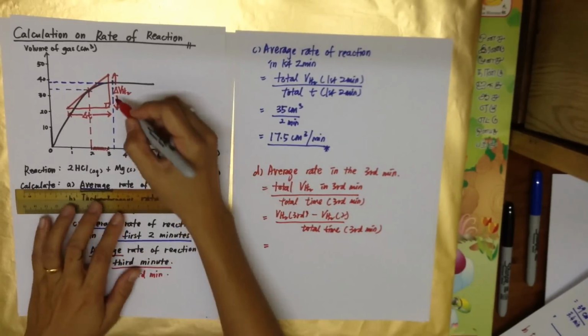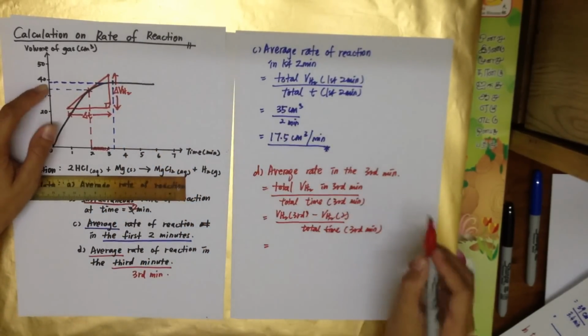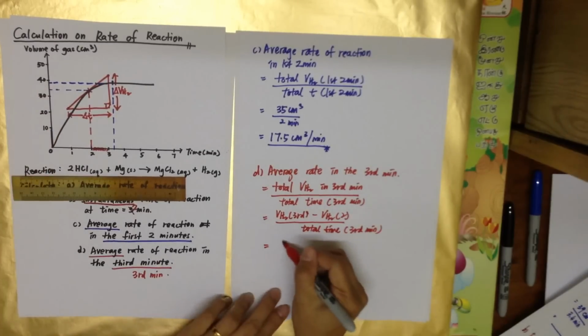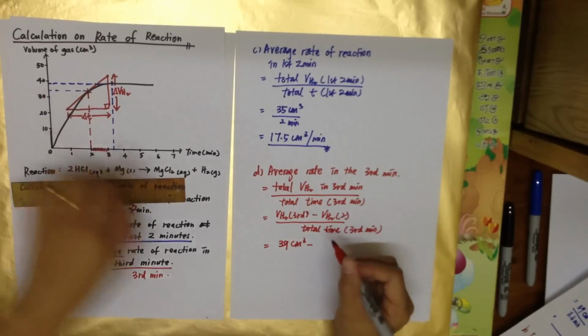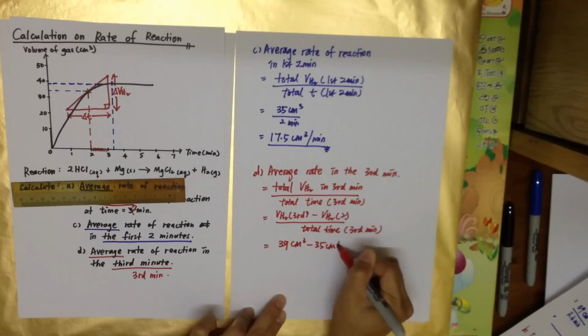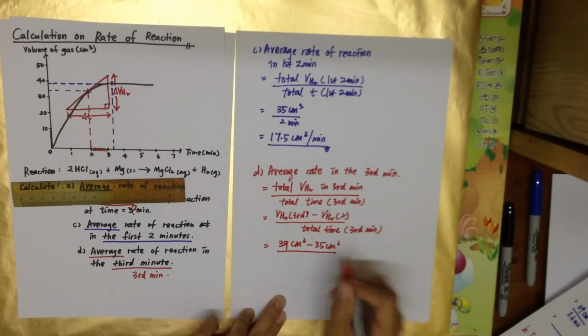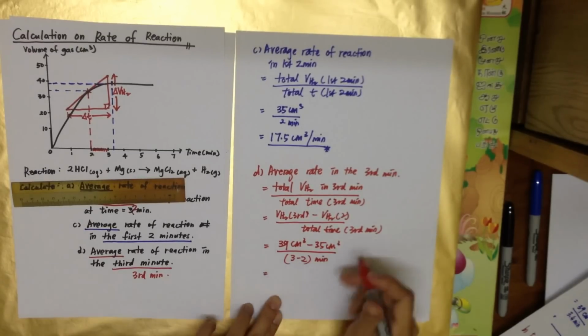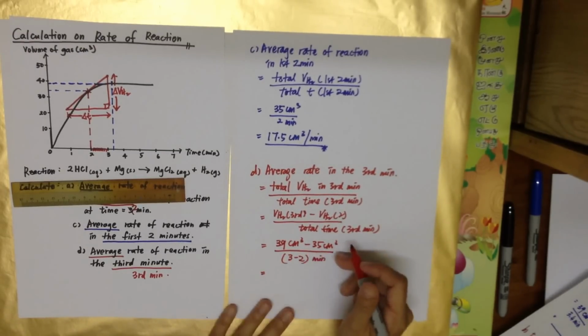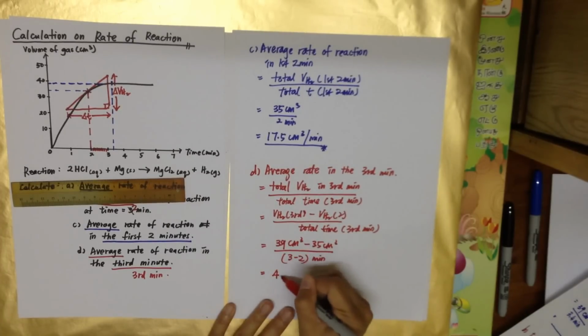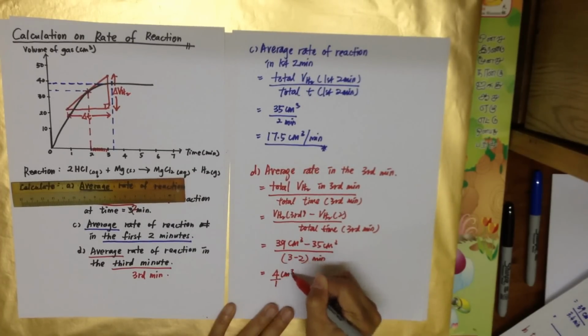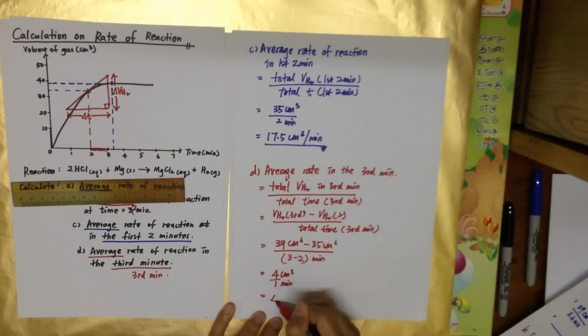So from the graph, at the third minute we obtain 39 centimeter cube, minus the volume at the second minute, which is 35 centimeter cube, and the total time will be 3 minus 2. And students, from here it is very obvious that the average rate in the third minute will be 4 over 1 minute, which equals 4 centimeter cube per minute.